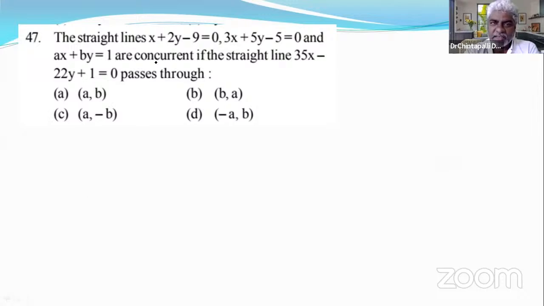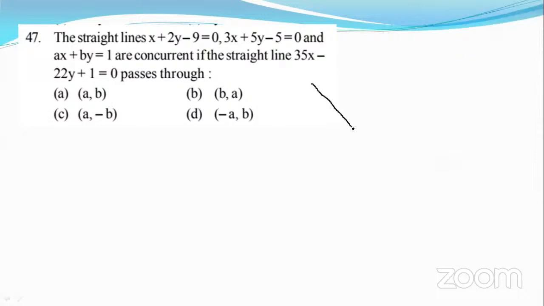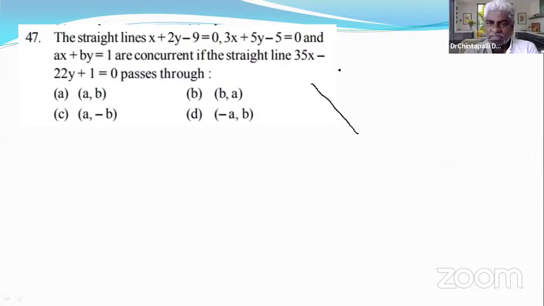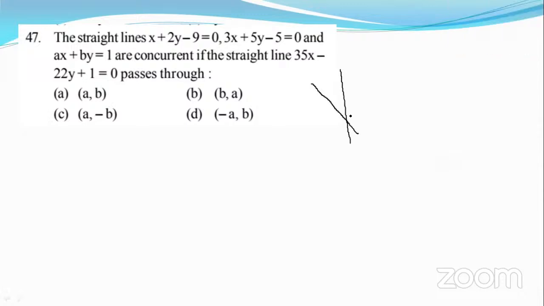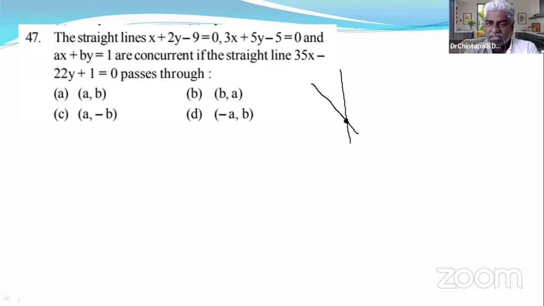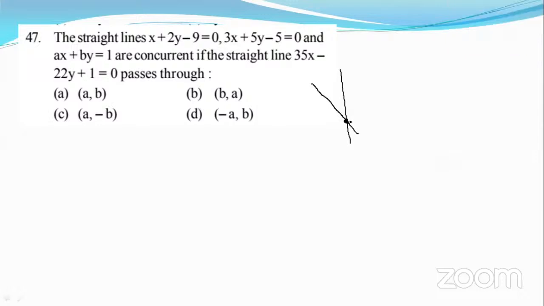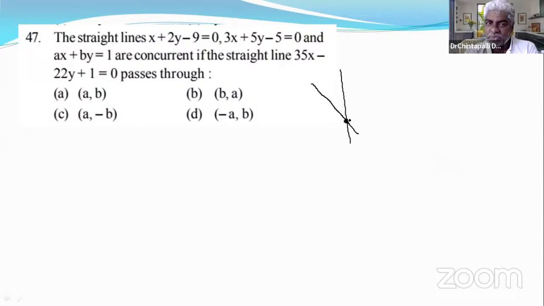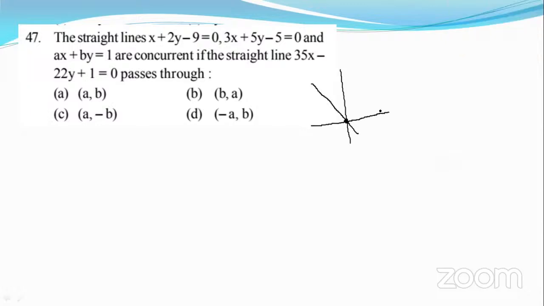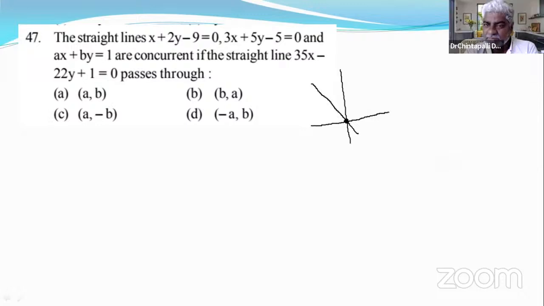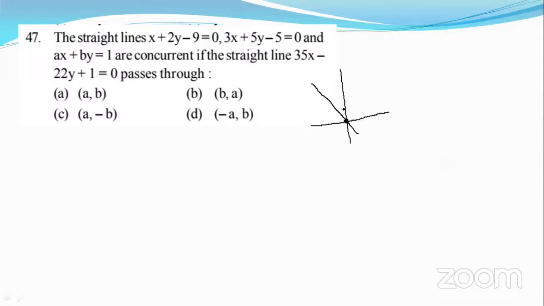See, this is the first line, x plus 2y minus 9 is equal to 0. 3x plus 5y minus 5 is equal to 0 is the second line, right? We need to find the point of intersection of these two lines. And the third line is concurrent with those two lines. The third line must pass through the point of intersection of the first two lines. That means we can plug in this point of intersection in the third line. That gives the result.